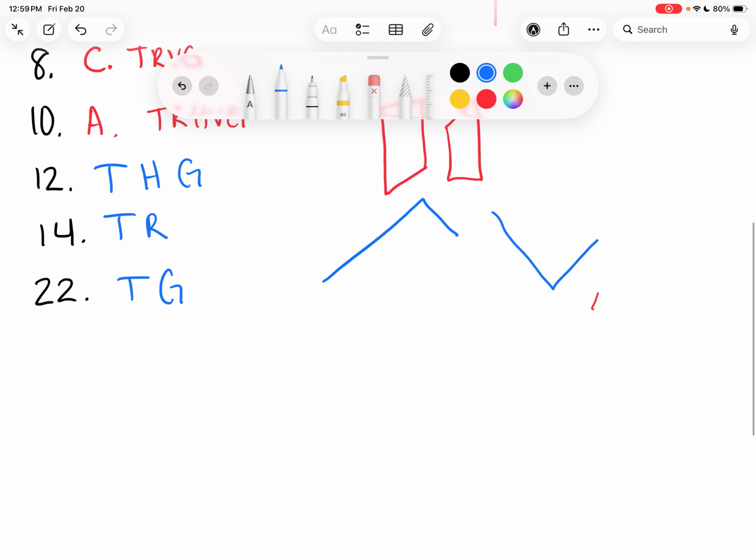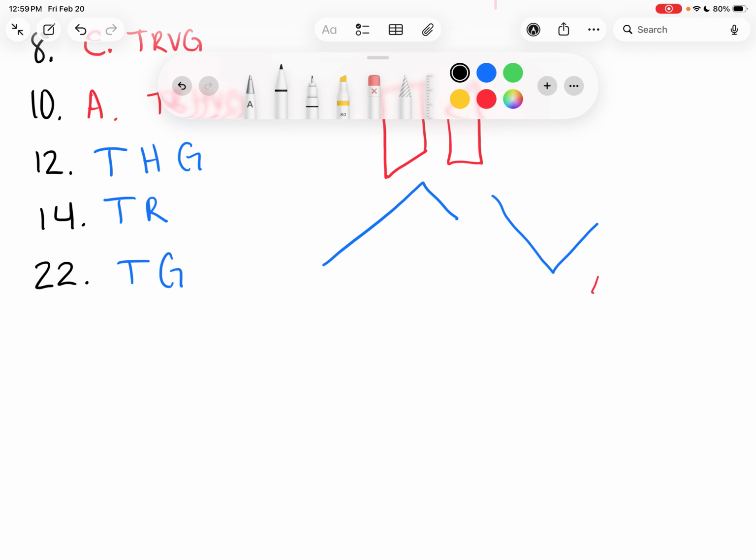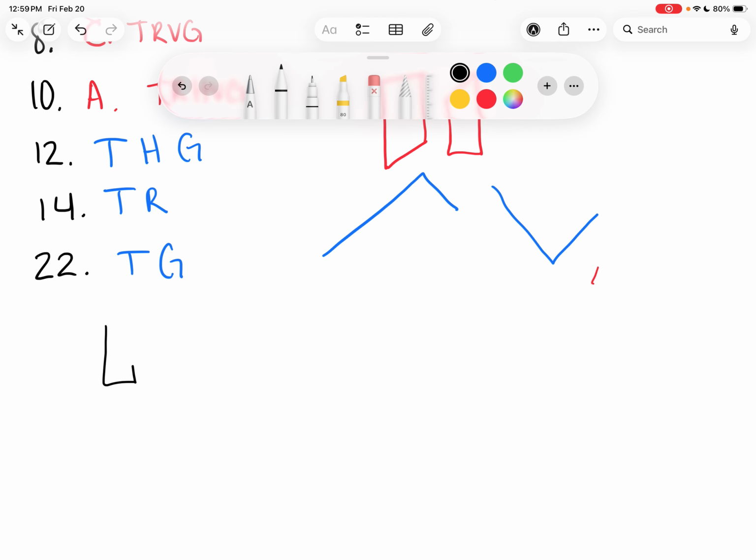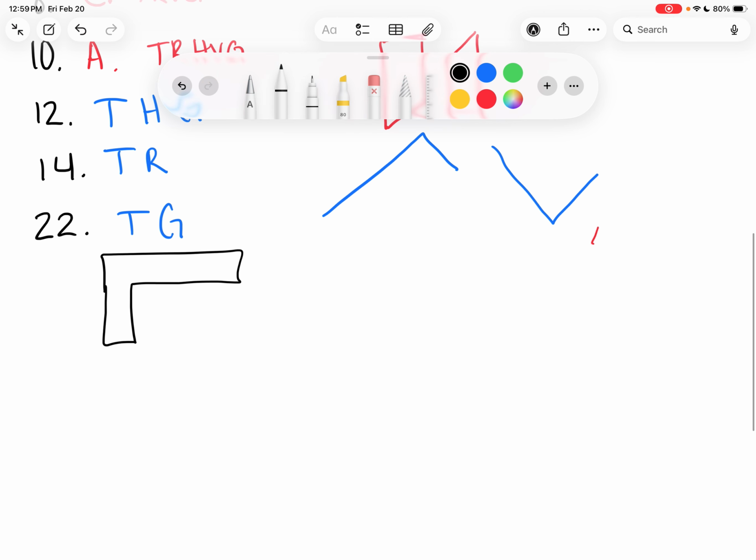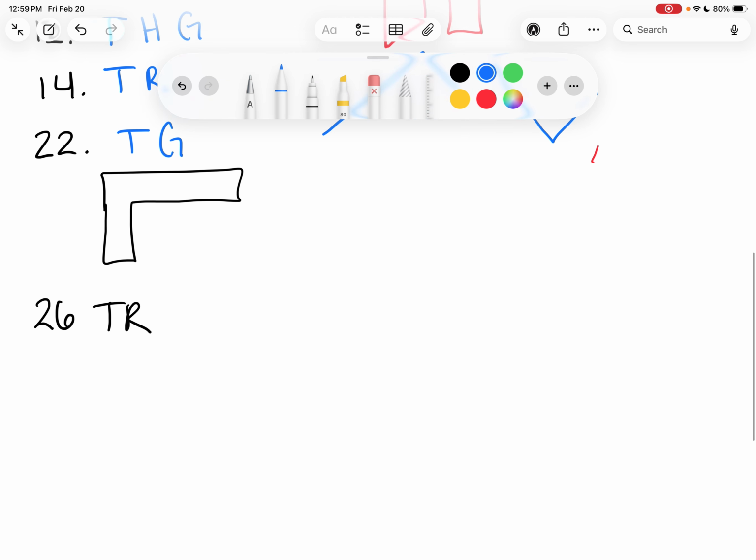All right, I'm going to do 26 through 30 just so you can get a visual of what these things would look like if you were to draw them yourself. So they tell us to use a big L like this, and we're going to use that to do the following different translations. So 26 is a TR. That means that it is rotated 180 degrees.